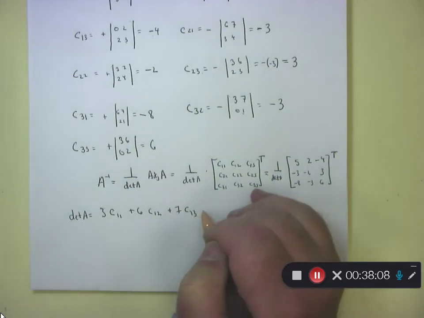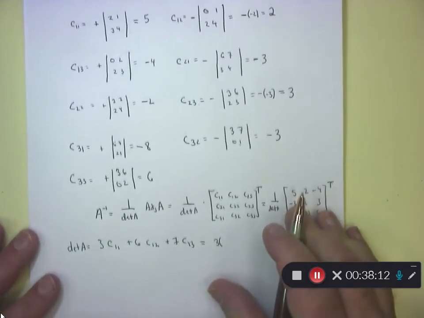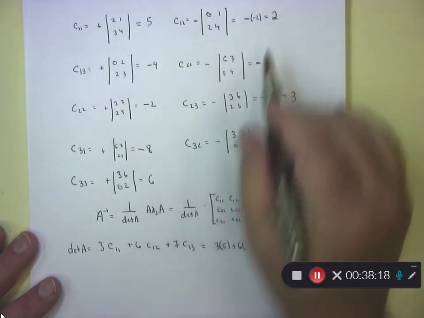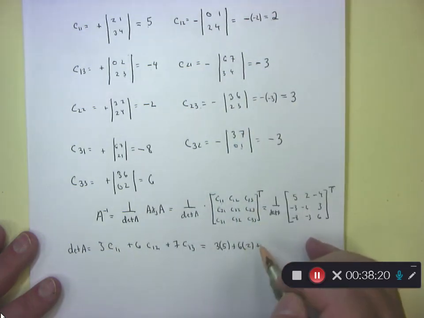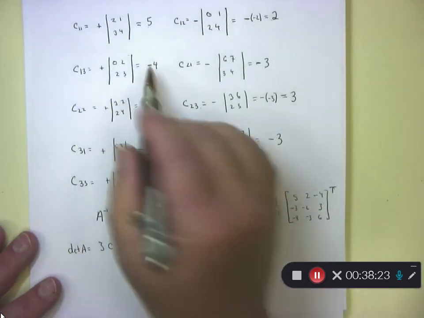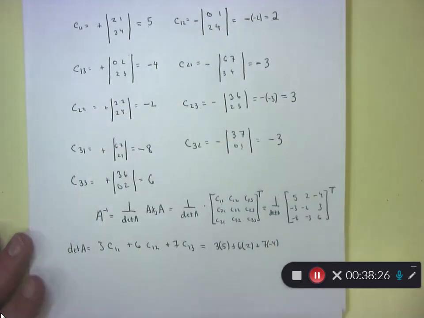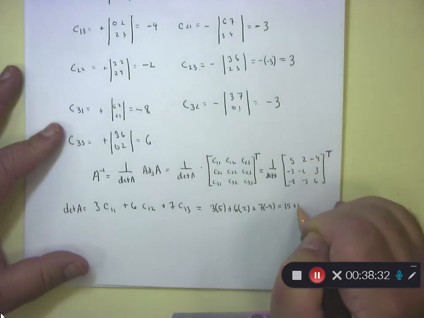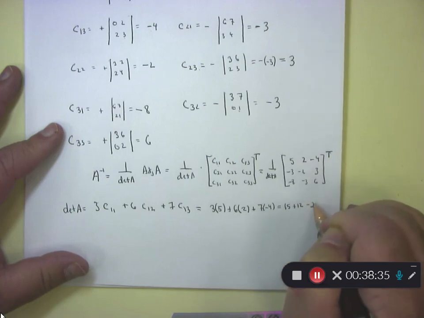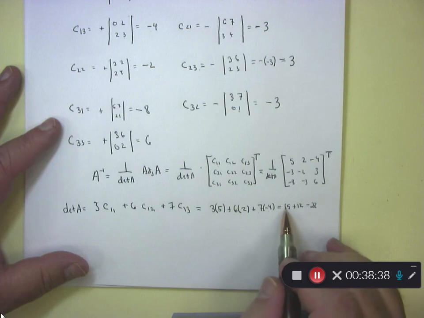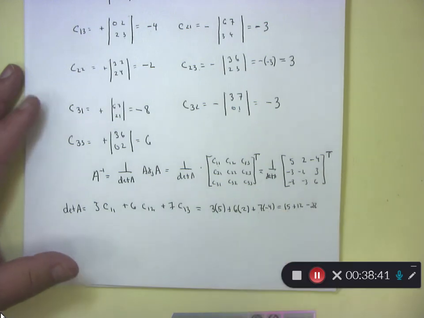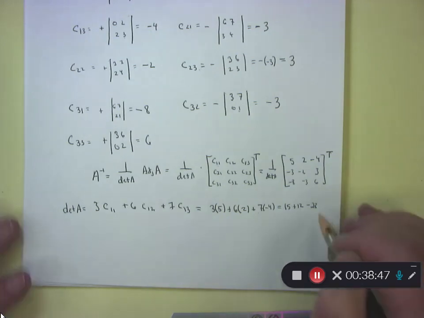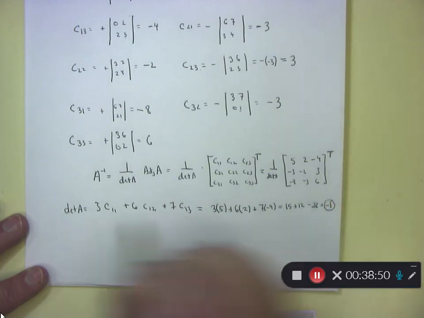So this would be 3 times, what was C11? C11 was 5. Plus 6 times, what was C12? That was 2. Plus 7 times, what was C13? It was -4. Let's calculate that out. That is 15 plus 12 minus 28, right? 7 times 4 is 28. So, help me out here. What is 15 plus 12? 27. Minus 28. -1. I got the determinant of A.